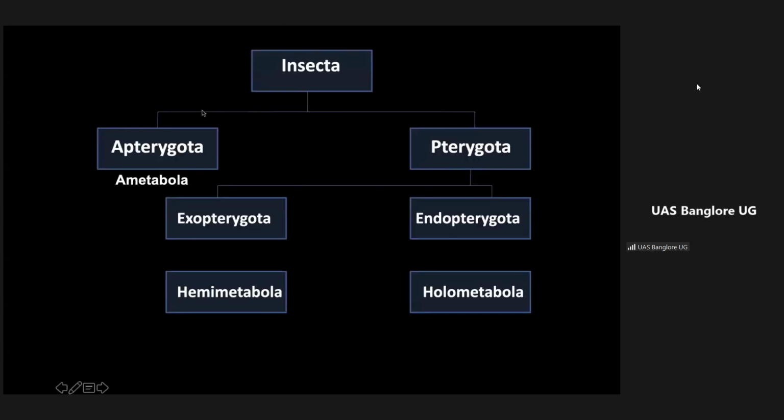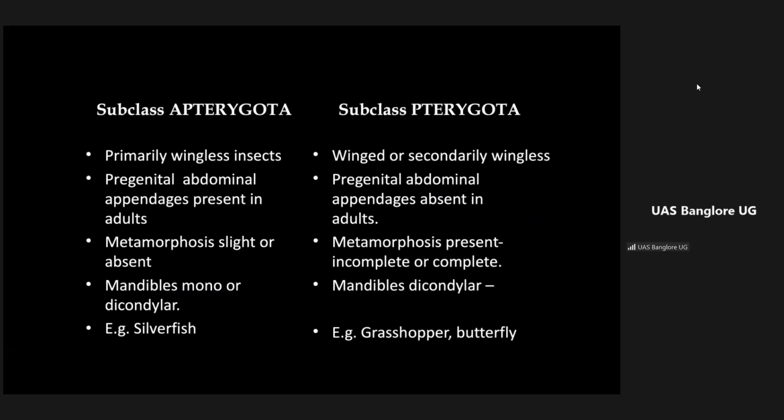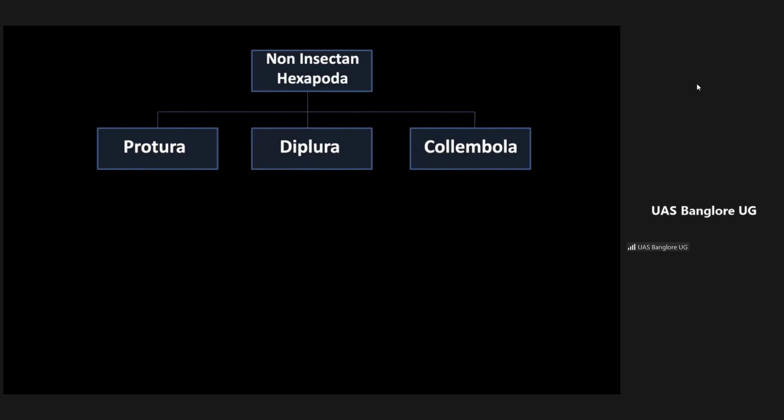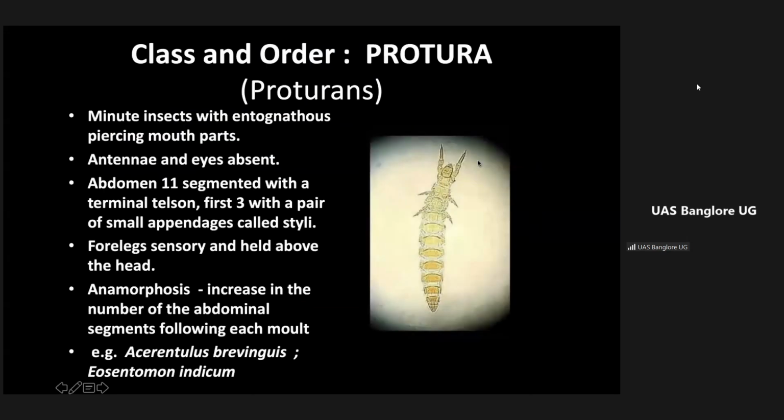Coming to Insecta, we have Pterygota and Apterygota. And again, coming to Pterygota, we have Exopterygota and Endopterygota. Exopterygota means hemimetabolous insects. Endopterygota means holometabolous insects. I said this is the difference between Apterygota and Pterygota. Then coming to the non-insectan Hexapoda, there are 3 orders which fall under this: Protura, Diplura, and Collembola.